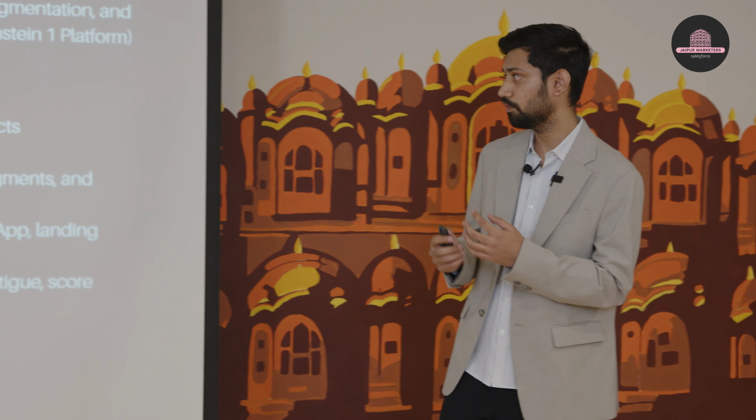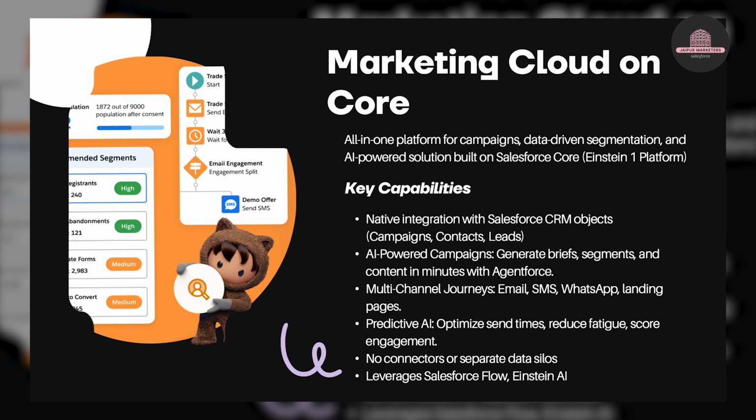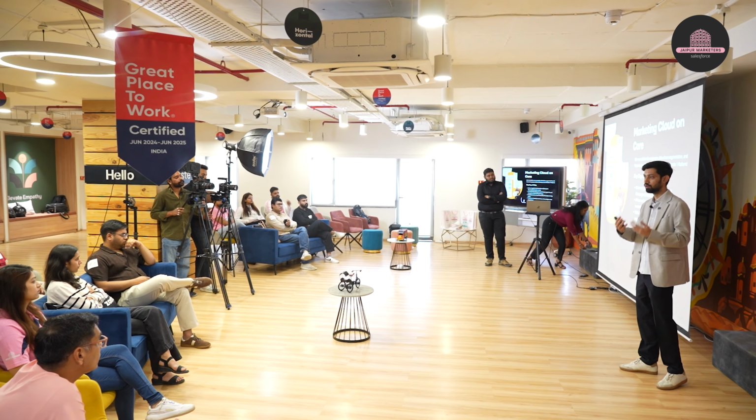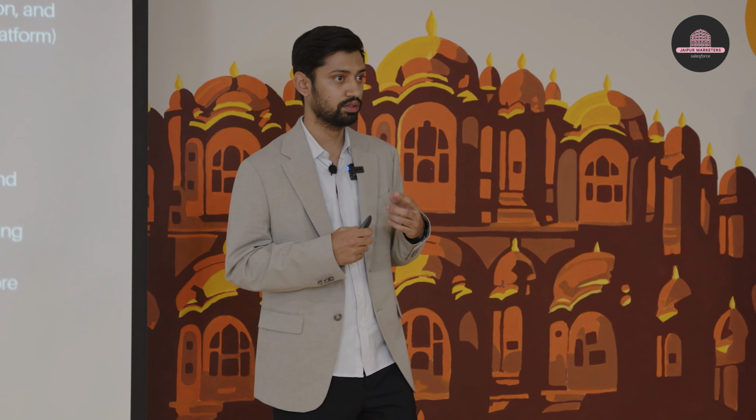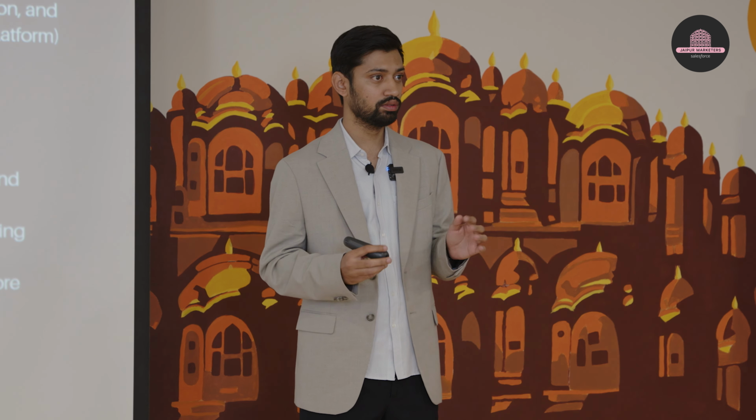Okay. So what are the key capabilities of this Marketing Cloud on Core? It has native integration with Salesforce objects. Marketing Cloud Growth and Advanced is just using the objects which are available in the CRM, which are campaigns, leads, and contacts. So you don't have to rely on a different product for the same. Secondly, there are AI-powered campaigns. Right now you must have seen that Salesforce has launched Agentforce. They are AI-powered capabilities in the Salesforce CRM. So now they are leveraging Data Cloud, Agentforce, and the core for Marketing Cloud Growth and Advanced.